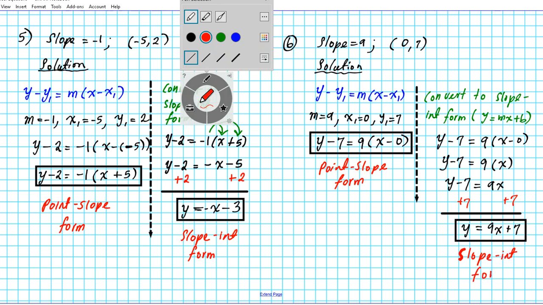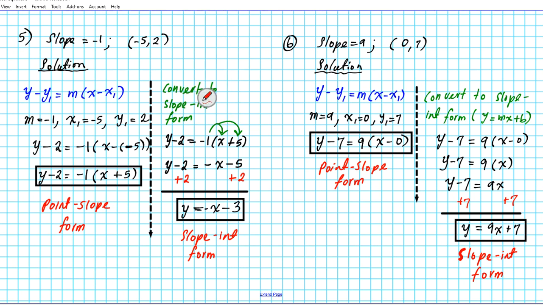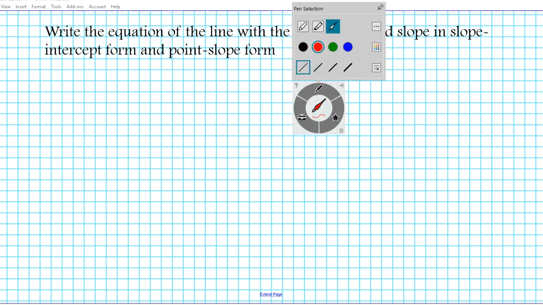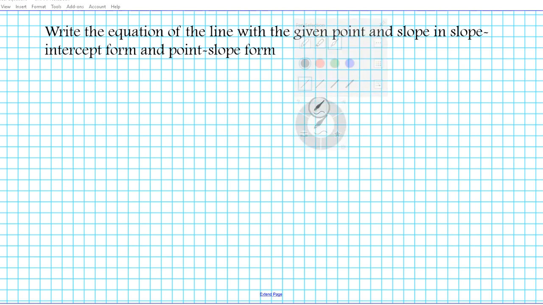Alright, so how well have you mastered the art of writing down the equation of lines in slope-intercept form and point-slope form when you're given a slope and a point? To demonstrate mastery, we would like you to try out the following practice problems. Alright, so we have 6 problems for you to try out. So let's go ahead and write them down. So the same process as we did in the 6 previous examples, okay?